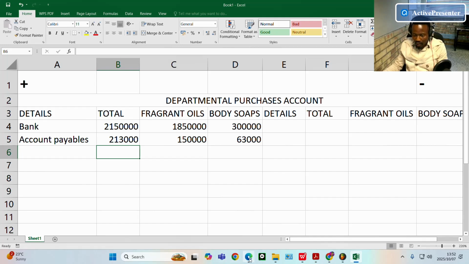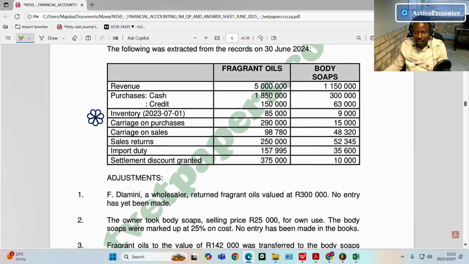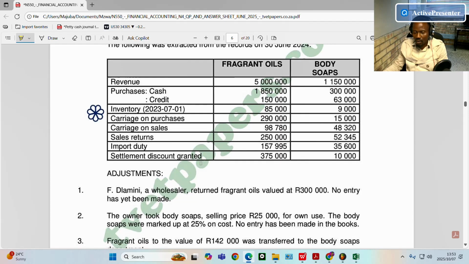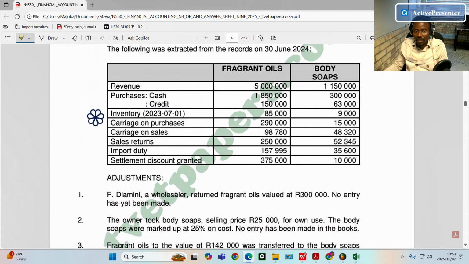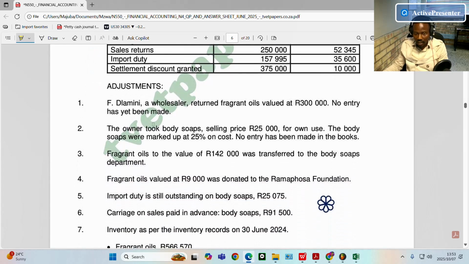Let us check what else. Carriage on purchases belongs to the trading account. We cannot be putting purchases here. Carriage on sales doesn't belong here. Sales returns also belong to the trading account. Import duty belongs to the trading account. Discount granted is for sales, for revenue. So let us read. Is there anything else that will affect purchases here in the adjustments?